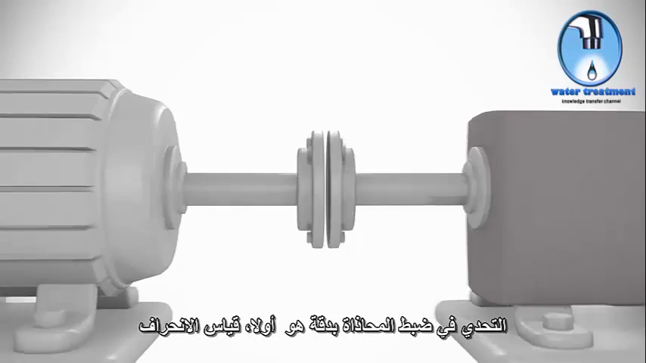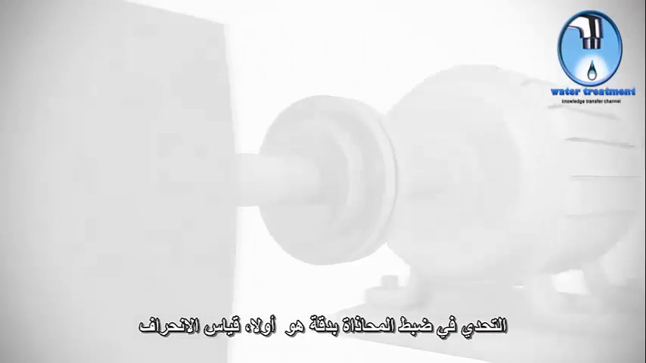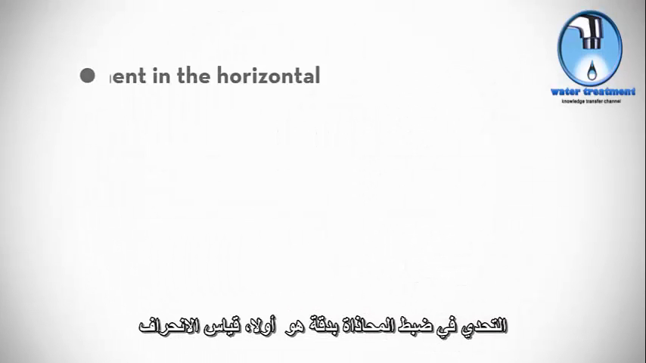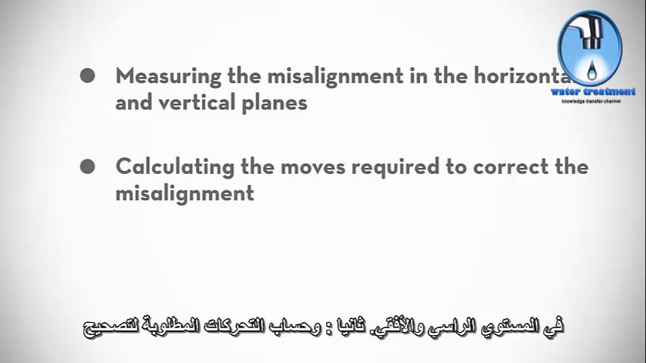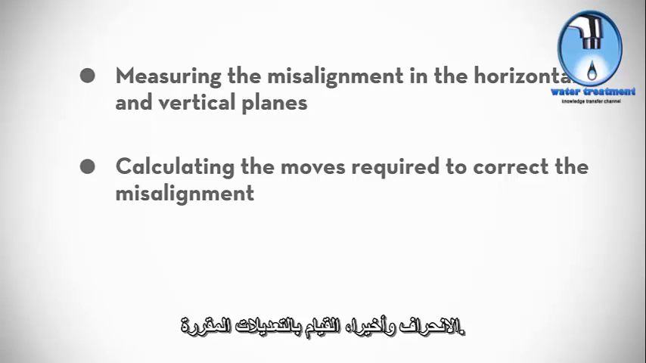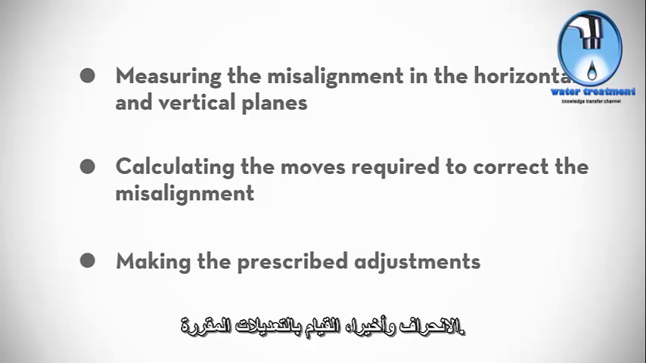The challenge of precision alignment can therefore be defined as, first, measuring the misalignment in the horizontal and vertical planes; second, calculating the moves required to correct the misalignment; and finally, making the prescribed adjustments. So how do we measure the misalignment? That's the subject of our next video.